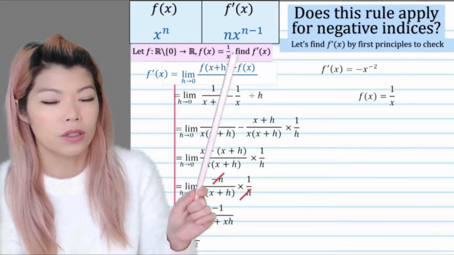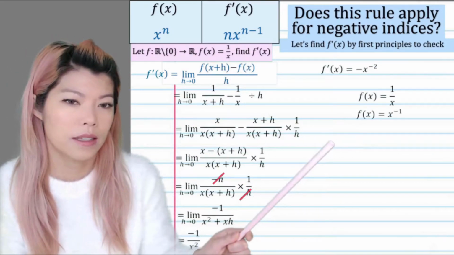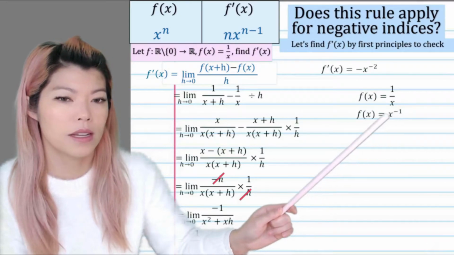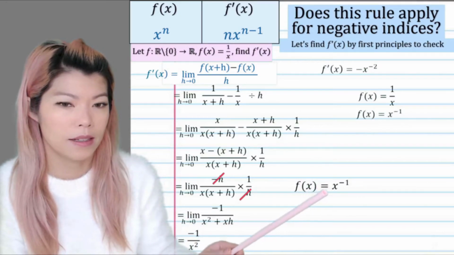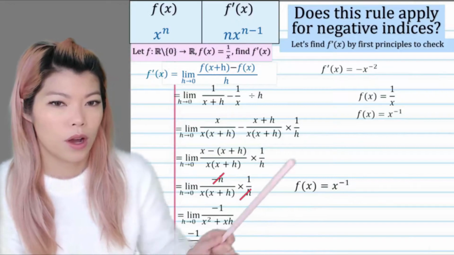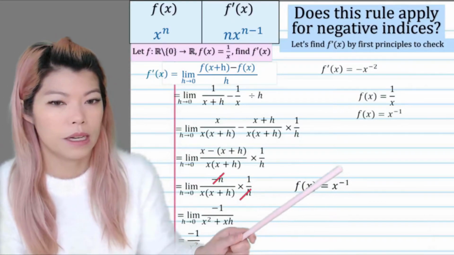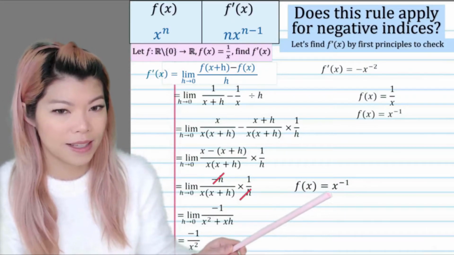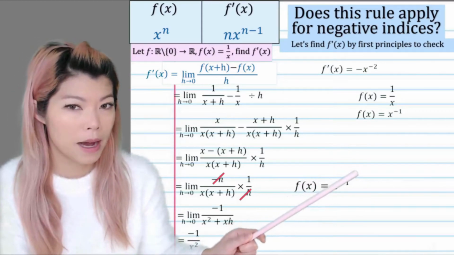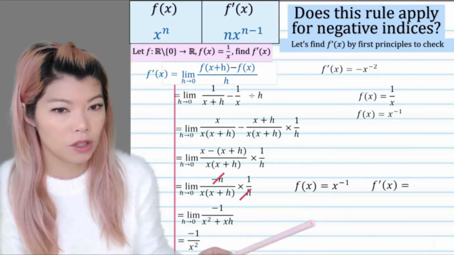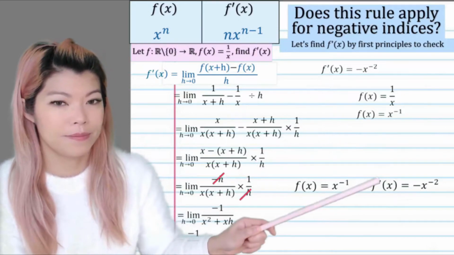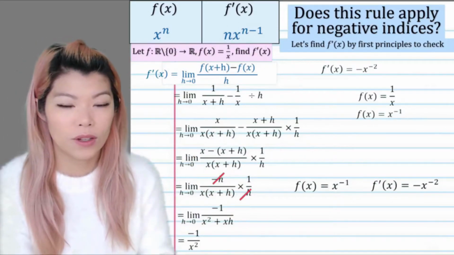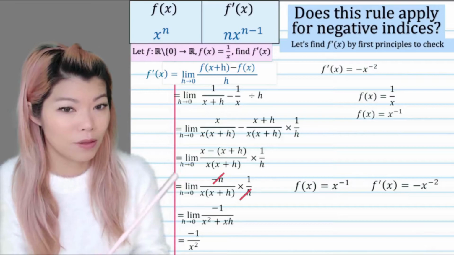So our original function, 1 over x, I can write as x to the minus 1. And let's see if it follows the pattern. So x to the minus 1, we're hoping that becomes that. So bringing the minus 1 to the front is minus x, then minus 1 from the power, minus 1 minus 1, is minus 2. So it is the same. So this pattern also works for negative indices. Be very careful with your negatives.